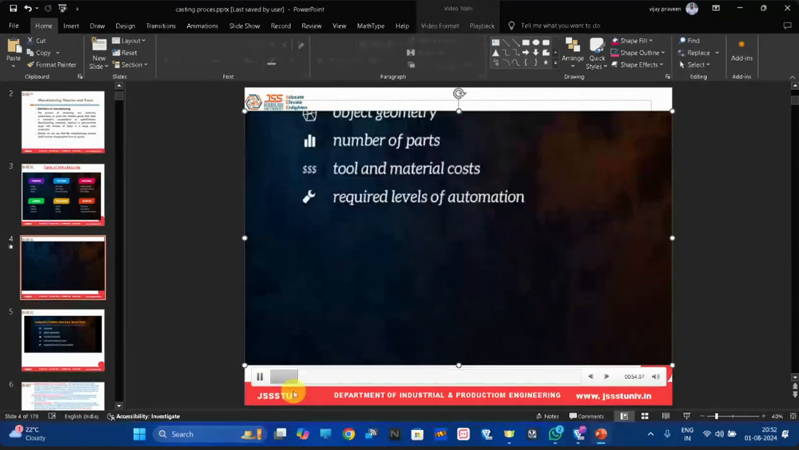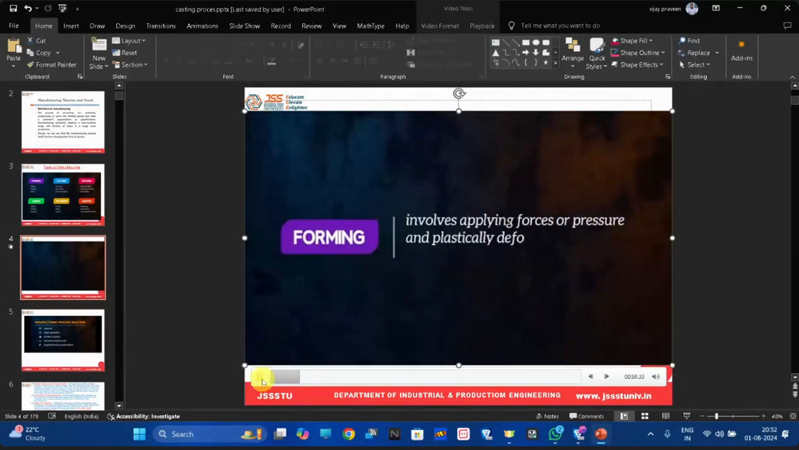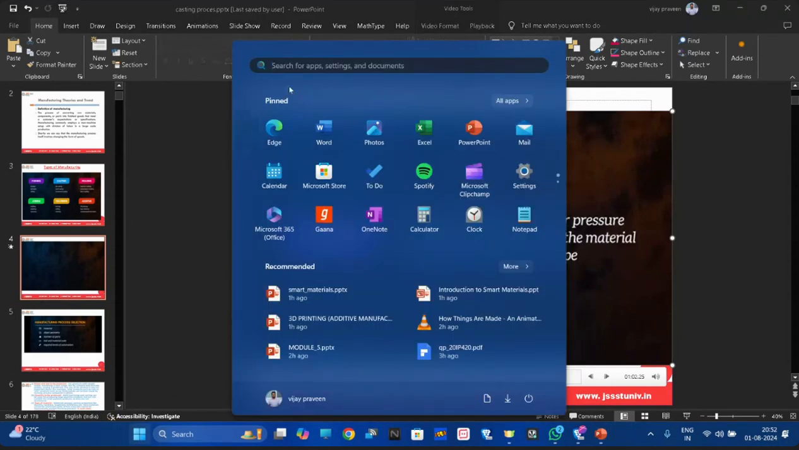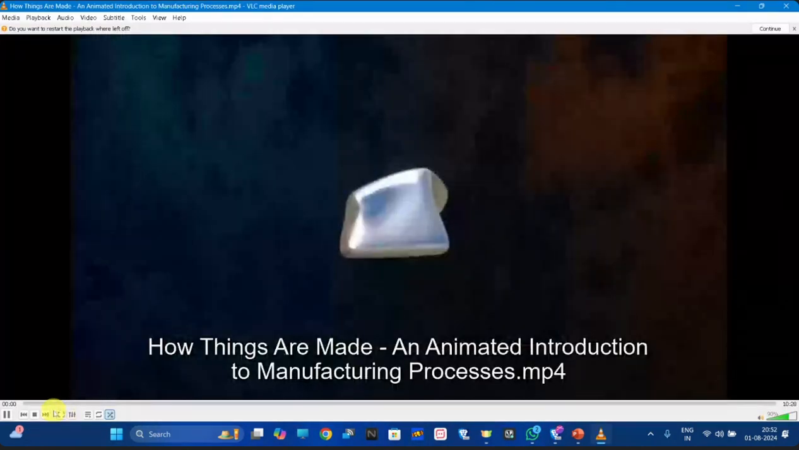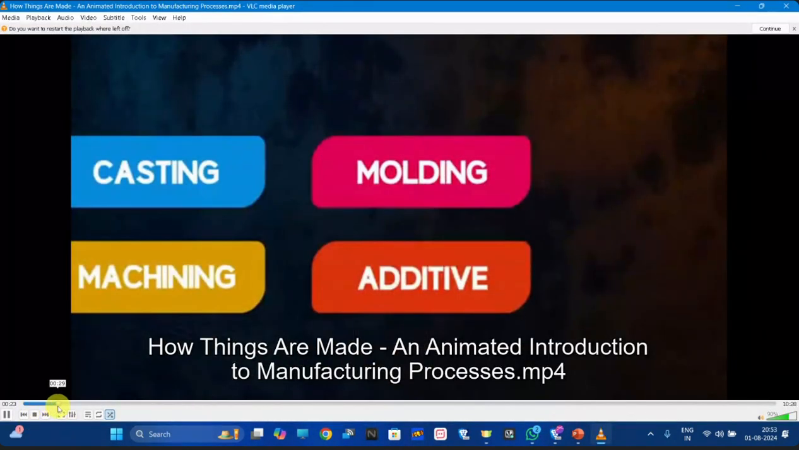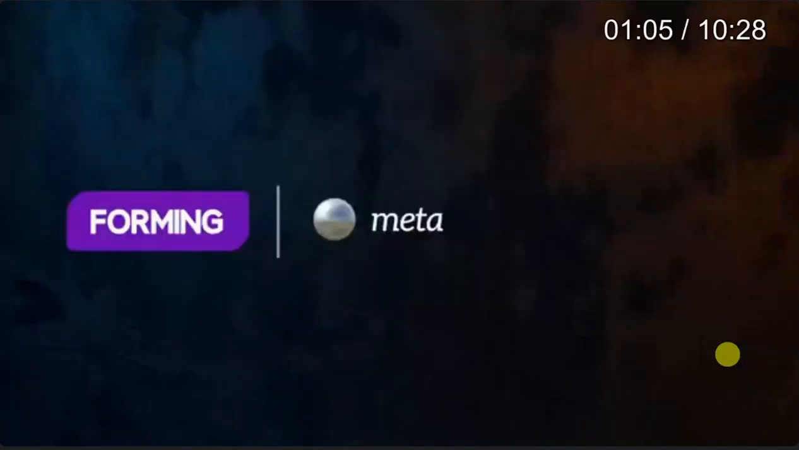Now we're going to take up one by one, what is forming. Forming basically involves applying a pressure or a force to get the required shape of the material. When you apply force on the material, what will happen? Definitely the material is going to be deformed, right? Yes or no? Based on that deformation, it gets the required shape. That is what he's saying here. That is called the forming process.